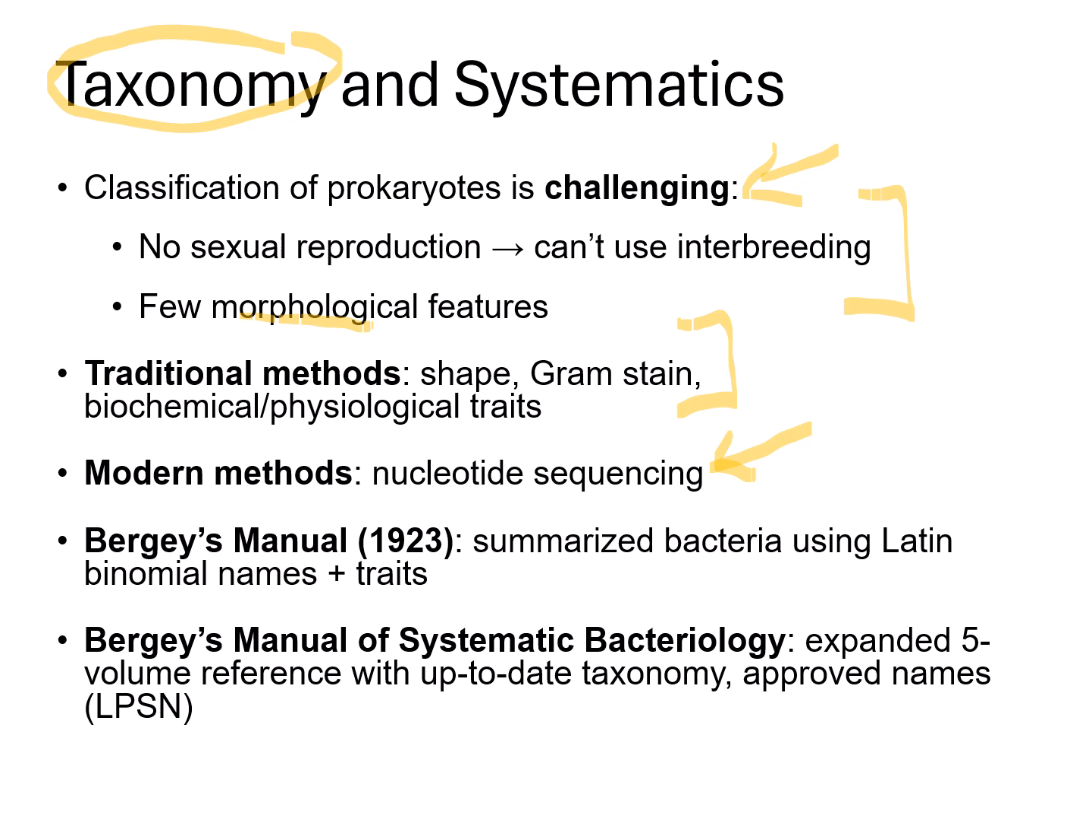Bergey's manual, which was first published in 1923, is still an important key reference, and its systematic bacteriology version and volumes are continually updated using approved names from the LPSN, which stands for List of Prokaryotic Names with Standing in Nomenclature. So this is a standard that all microbiologists follow to ensure that we're all using the same name for a microbe.